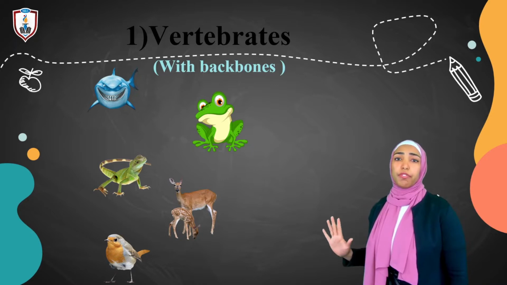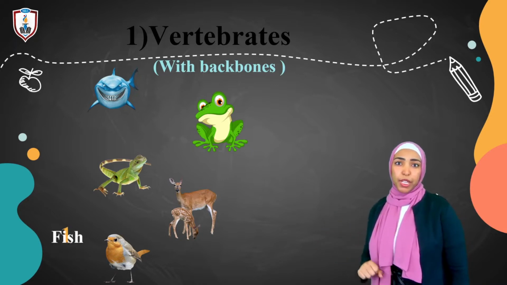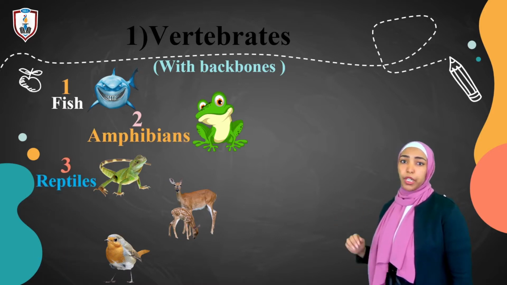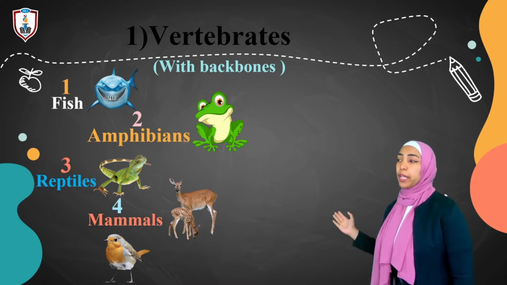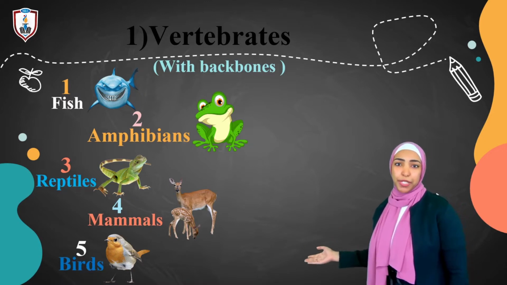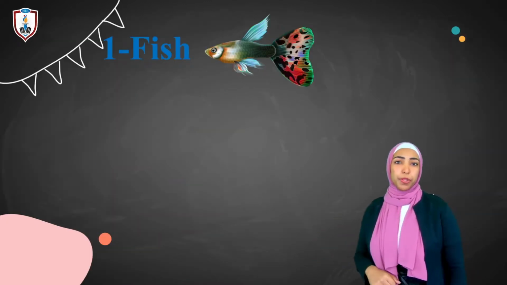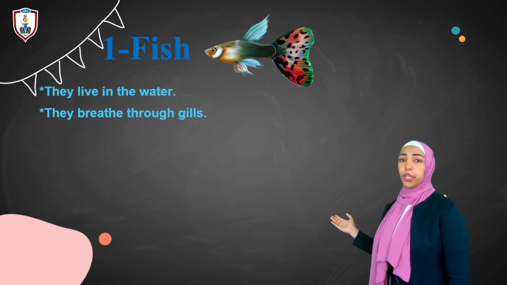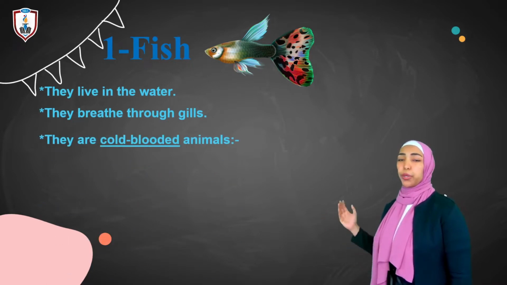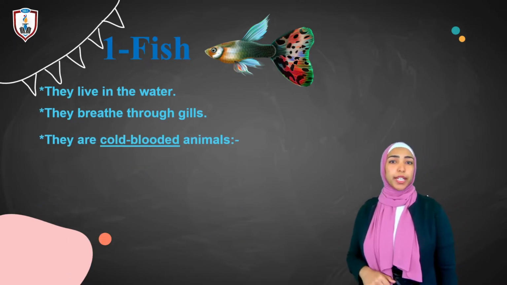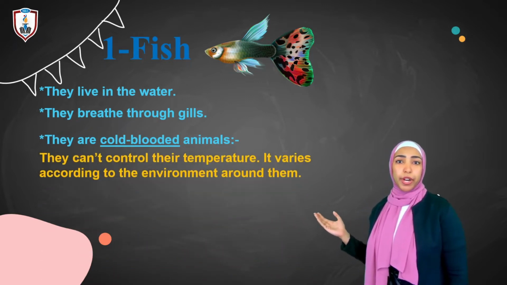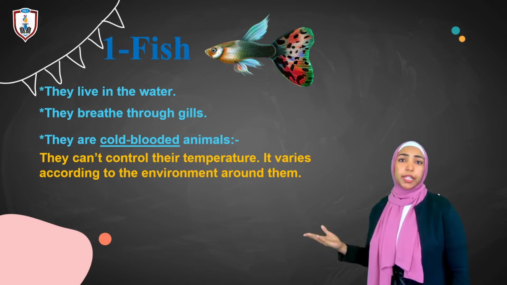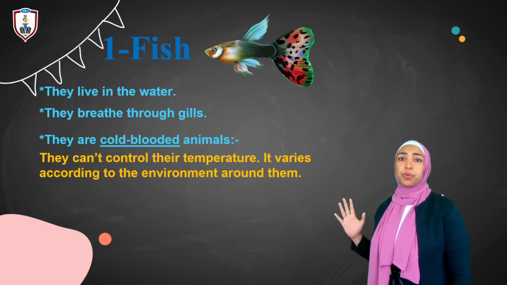Vertebrates are only 5 families or 5 groups. Number one, fish. Number 2, amphibians. 3, reptiles. 4, mammals. And finally, the birds. Let's start with the fish. The fish live in water. They breathe through gills. They are cold-blooded. But what does it mean, cold-blooded animals? The cold-blooded animals are that kind of animals that do not control their body temperature. It changes according to the environment they are in.